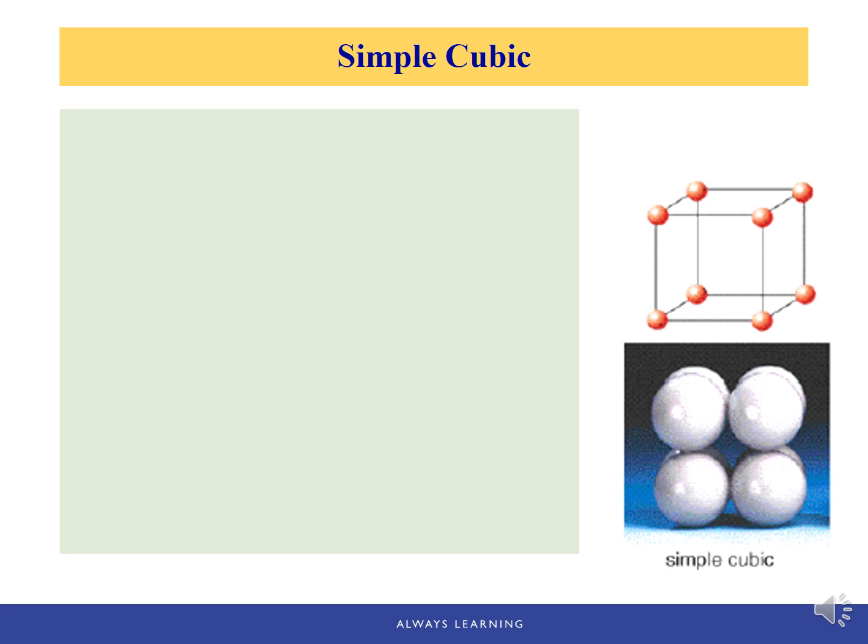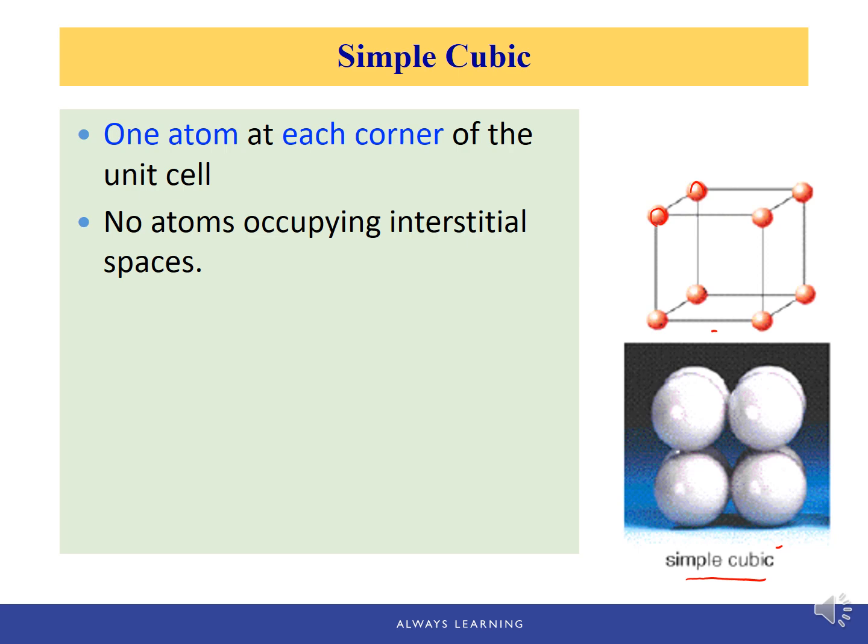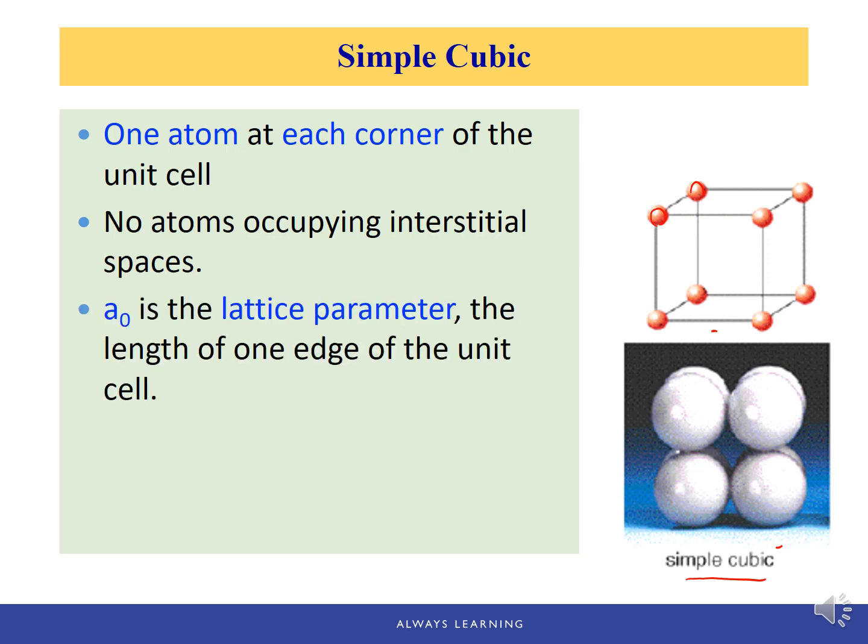Before we check the BCC, FCC, and HCP structures, let's take a look at the simplest structure, which is the simple cubic. Now you can see the reduced hard sphere model and the hard sphere model of this simple cubic. It has one atom on each corner of the unit cell, which is a cube. There are no atoms inside the cube or on the faces or on the edges of this cube. If we use a0 as the lattice parameter, which again, just a quick review, a0 is the side of the cube, so all the sides have the same dimension, a0. This is the lattice parameter, the length of one edge of the unit cell.